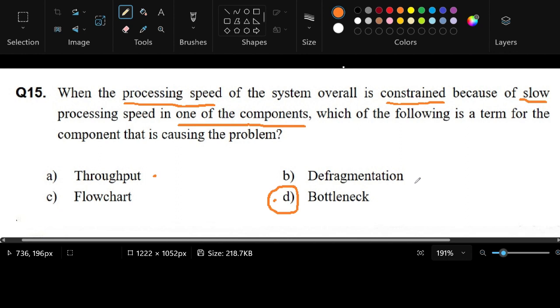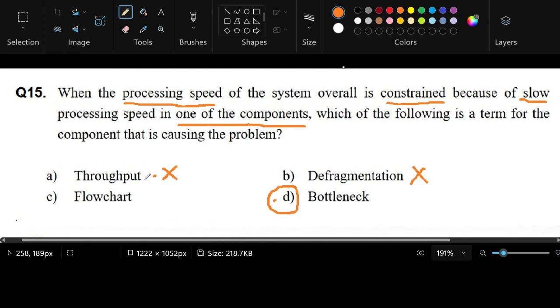It could use some sort of numbering system. Okay, so that's something that we can think about when we say and use the word defragmentation. So this one is incorrect, just like with throughput, because we need to know the constraint, the slow processing speed that is causing the problem, right?